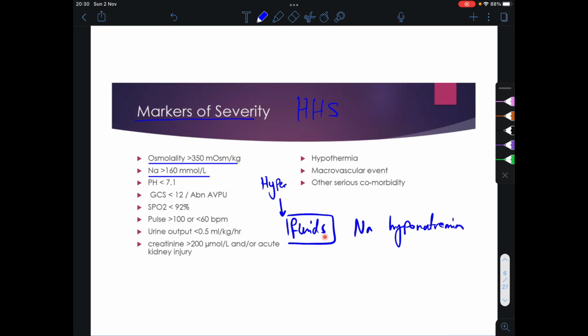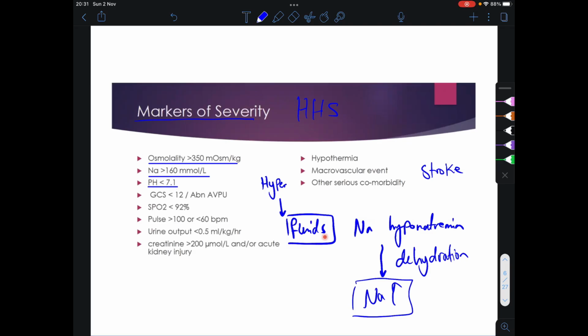However, as the condition starts progressing, more dehydration develops. Say, for example, it is a stroke patient or a patient with dementia. Worsening of his condition leads to dehydration, decreased water intake, and that means that the sodium starts increasing. So once the sodium increases, this means that this patient is at a very late stage of presentation, and this could mean worse outcomes.